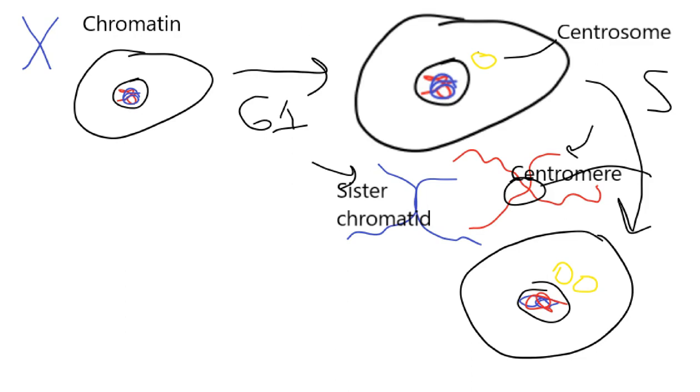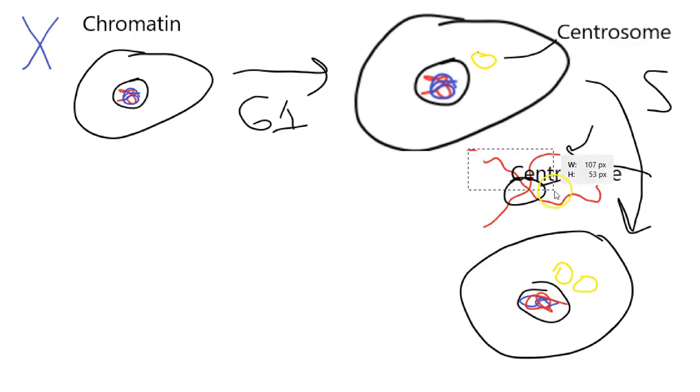Let me clean this up just a bit and get rid of some of this information. So, the two copies are called sister chromatids. The point at which they connect is called the centromere.